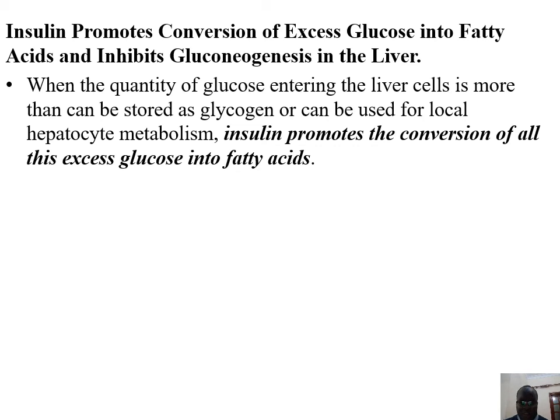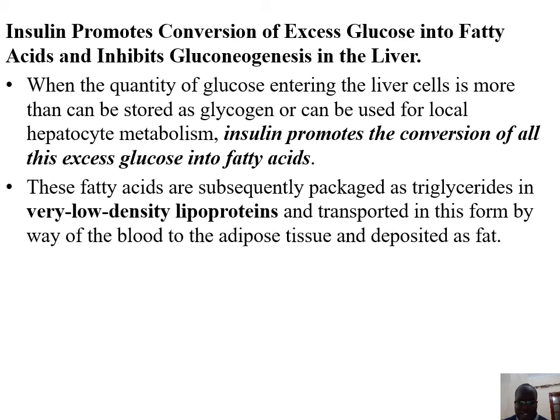When the quantity of glucose entering the liver cells is more than can be stored as glycogen or can be used for local hepatocyte metabolism, insulin promotes the conversion of all the excess glucose into fatty acids. So now if you have more glucose, that can be converted into glycogen and that can be used for hepatocyte metabolism. The excessive amount of glucose can be converted into fatty acids, and sometimes it can also be converted into amino acids.